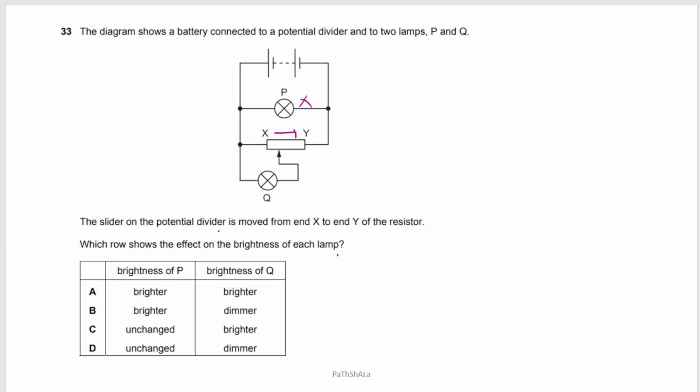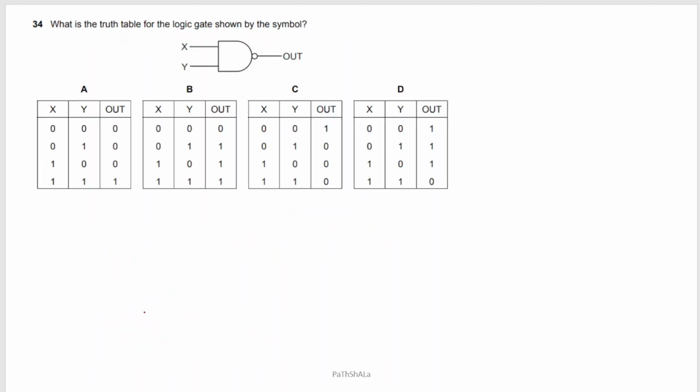Obviously P will not get affected because only Q is connected to the potential divider. So obviously either C is the answer or D is the answer. Now if we talk about Q, when it is moving from X to Y, more current will flow through Q. So it will glow brighter because the resistance will decrease. When it moves this side, the resistance will decrease and more current will flow, and therefore Q will glow brighter. So C is the answer.